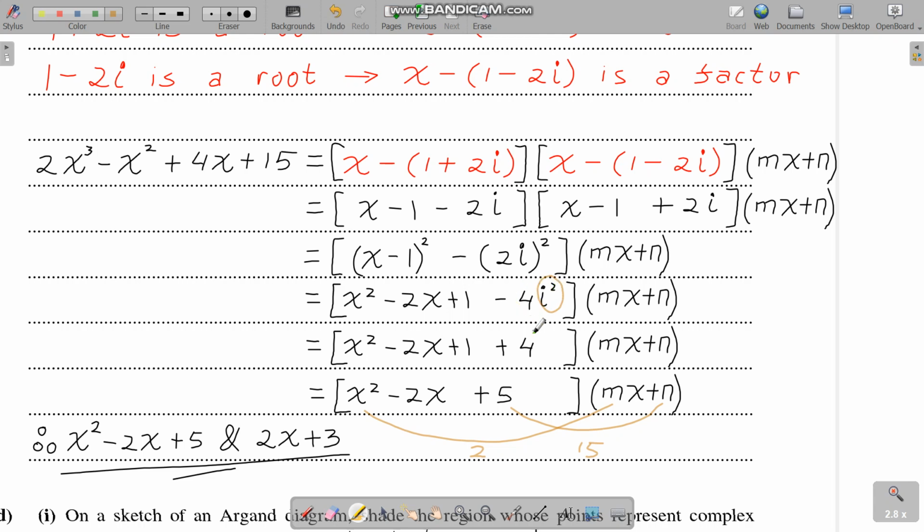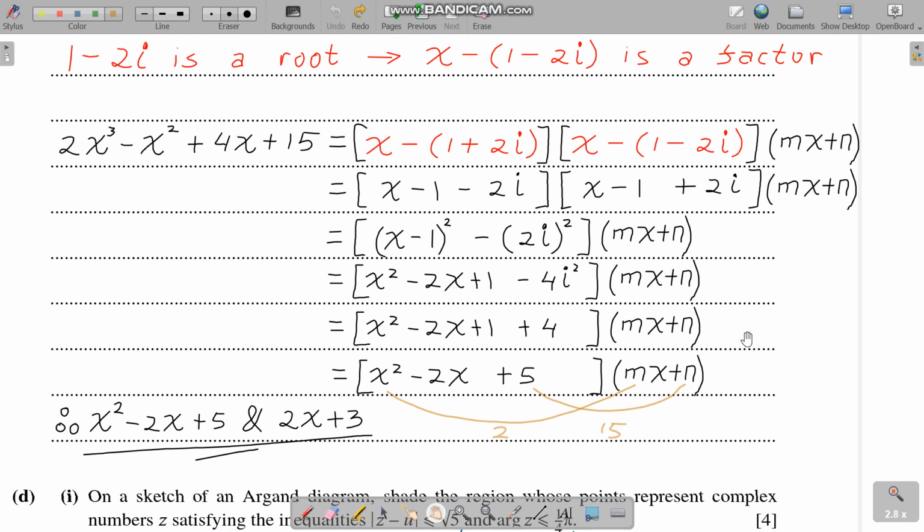i squared is minus 1, so minus times minus 1 is plus. So if we simplify, we get 5 here. And now to find the m and n.